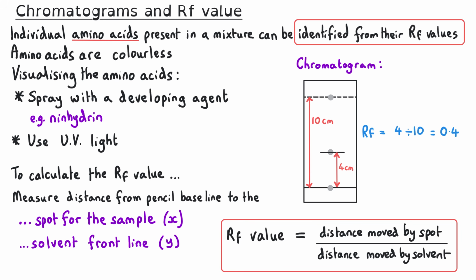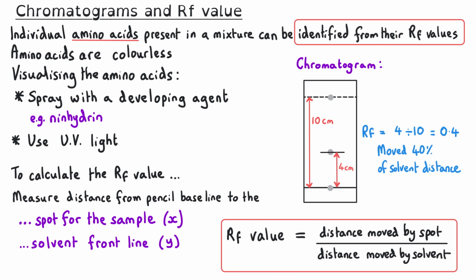The RF value is a ratio of distances, and so the solvent doesn't need to reach the top of the plate. It's all about how far the spot moves relative to the solvent front, and it's expressed as a decimal that's effectively a percentage of the total distance travelled.